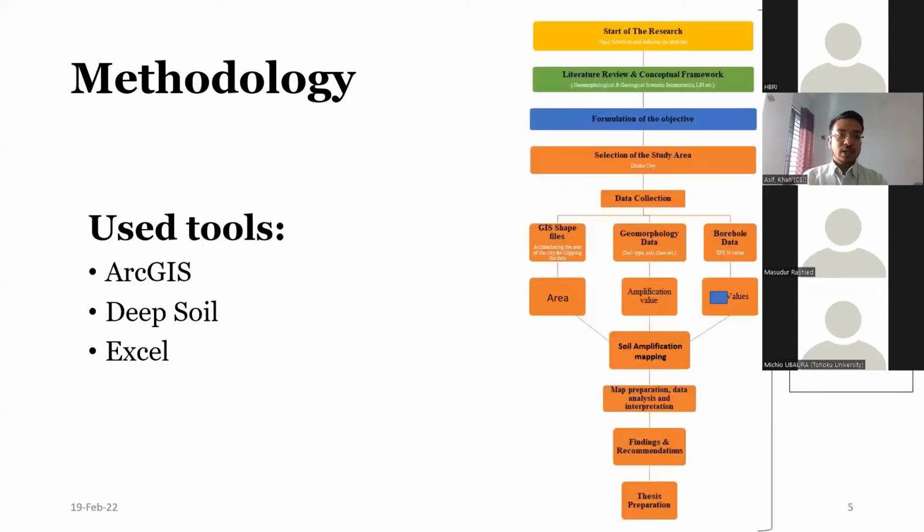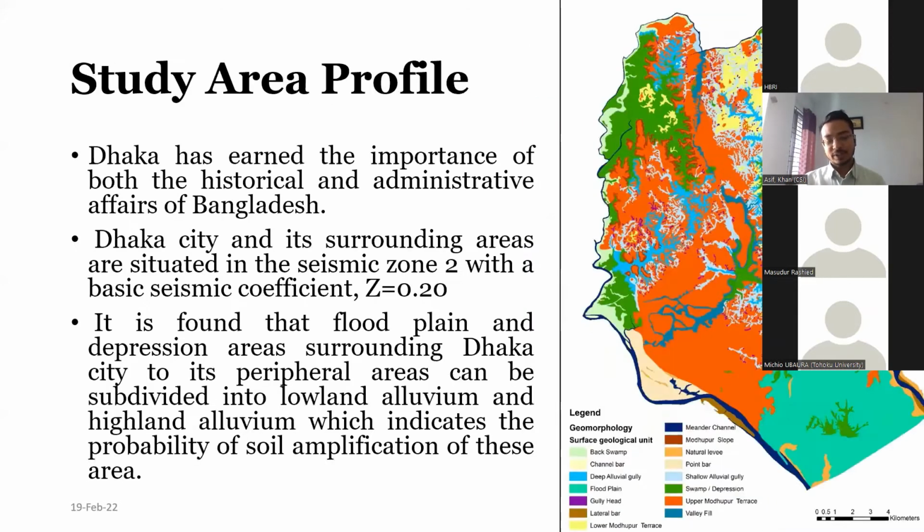And identify the areas where soil amplification may occur during any major earthquake probability. And this is the methodology where the study was done: basically collection of the data and analyzing those with the deep soil, basically the borehole data, then analyzing those things in RGS and representation of the map in GIS.